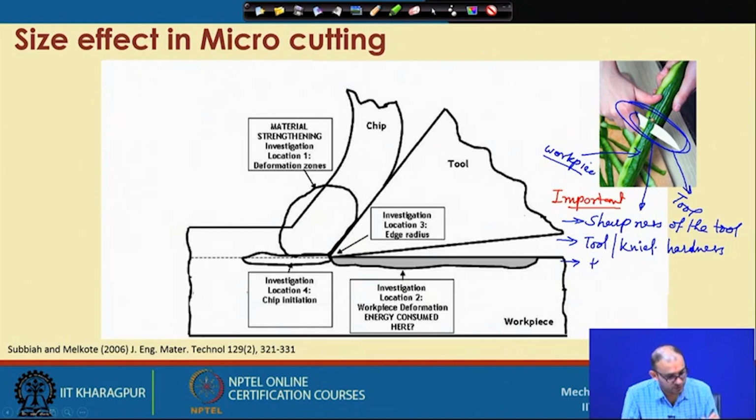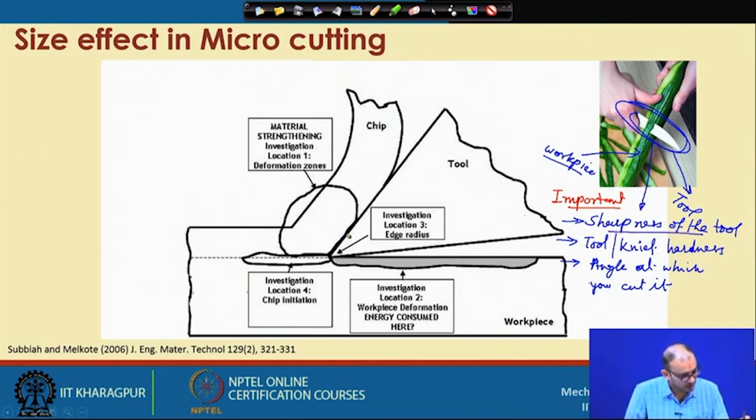Then the angle at which you cut it, and some other parameters. Let us first focus on these parameters. Sharpness of the tool is important, that is, how sharp the tool is. Then hardness is important, because the hardness of the tool should be much higher than the hardness of the workpiece. And the third one is the angle at which we are cutting. We consider this one as the rake angle.